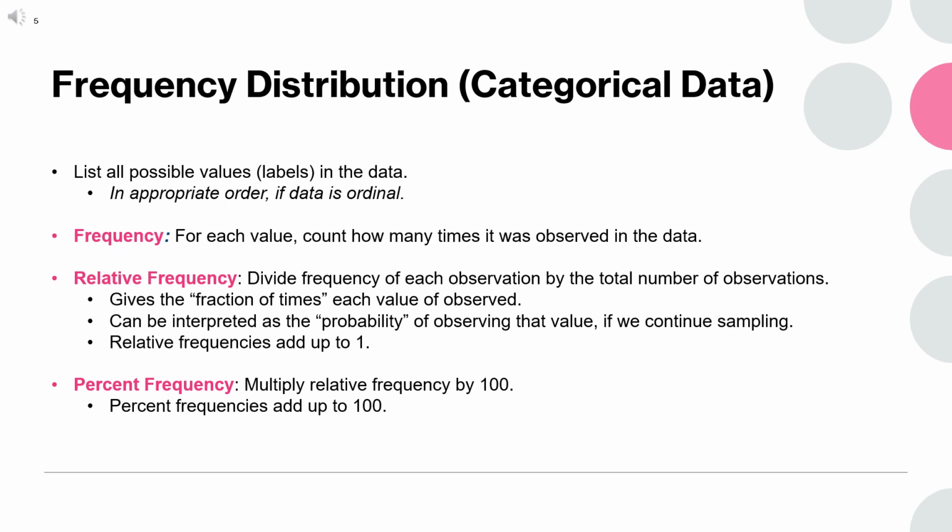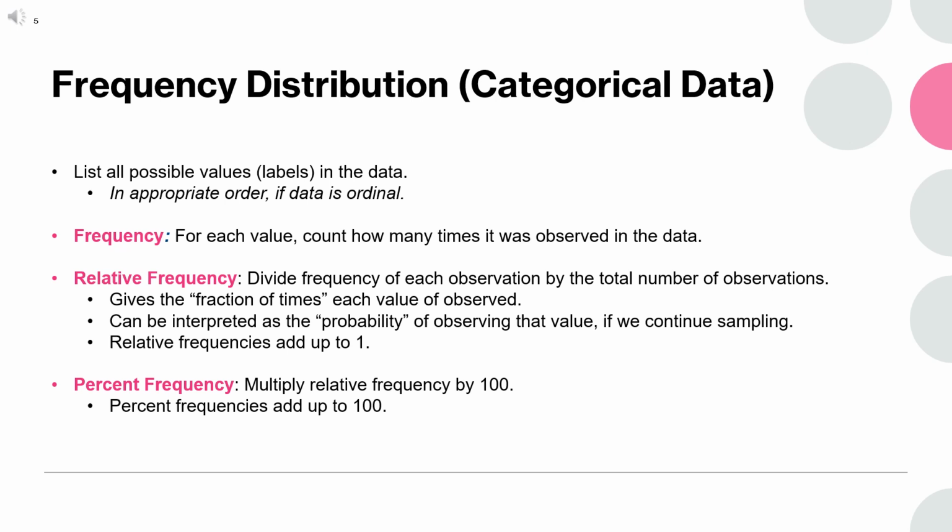Here's a breakdown of each concept. The first step in analyzing categorical data is to identify and list all possible values or labels that can occur in the dataset. This involves recognizing each unique category represented in the data. If the data is ordinal, the values should be arranged in an appropriate order based on their ranking. For instance, if the data consists of satisfaction ratings, for example, excellent, good, fair, poor, these should be listed in the order of their ranking.